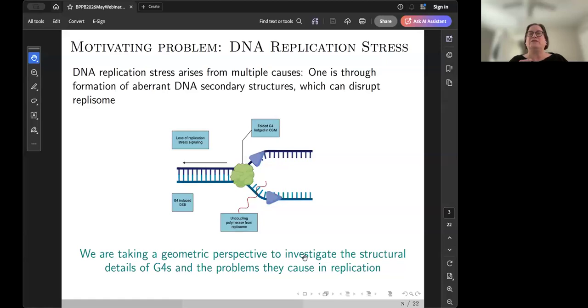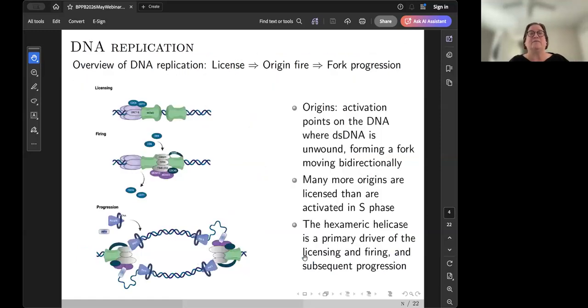And one of them is through these very odd non-B form secondary structures. And these can disrupt the molecular machinery. It's called the replisome, all of the parts and pieces that actually carry out replication. And so to do this, we're going to be looking at this from a geometric perspective, on how the structure of those G-quadruplexes, which I'll be calling G4s in this talk, how they mess things up in DNA replication. So in order to talk about how DNA replication goes wrong, it helps to understand a little bit of how it goes right.